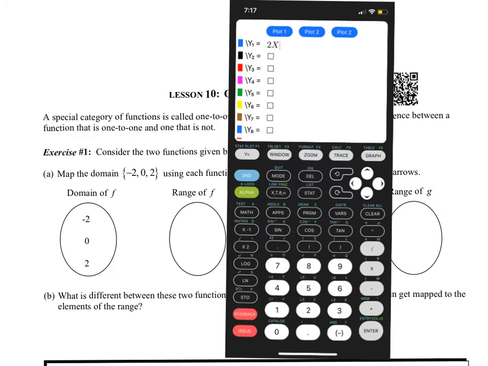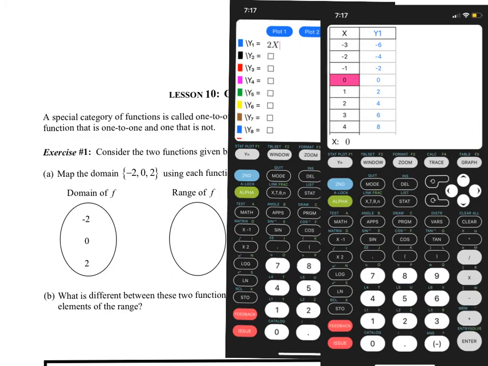So the first thing that I'm going to do is put the f of x function in my y equals. So I hit my y equals and I type in 2x. And then I'm going to go to my table. So second graph, and I'm going to look for the x values that they're giving me. So -2 is here, 0, and 2. So what I'm going to write down are my y values. So I have a -4, a 0, and a 4.